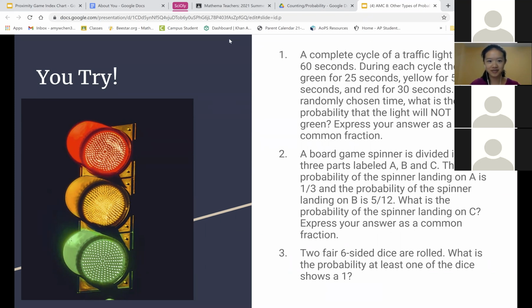I was just gonna say how I got 1/3. Sure, go ahead. So basically, there's 1/6 of a chance that you roll a 1 on a 6-sided dice, and so you roll 2 dice. So I did 1/6 times 2, which is 1/3.